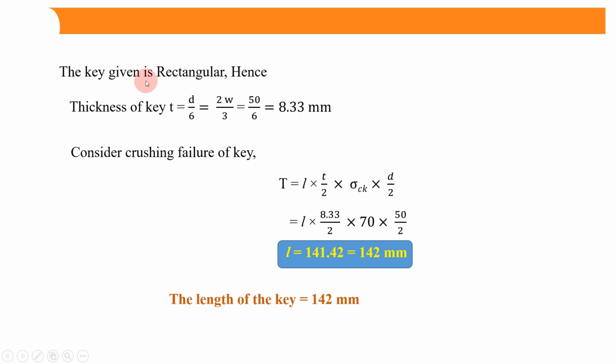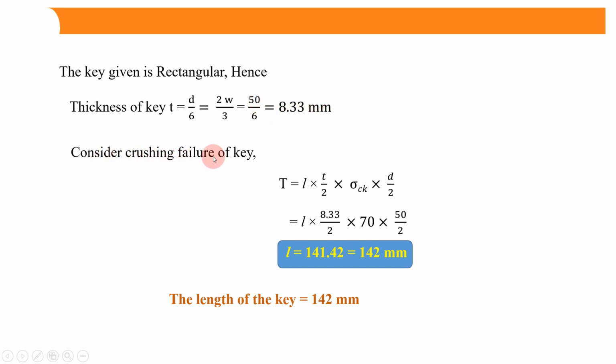Okay, then see what next. The key given is rectangular. In the numerical they have clearly mentioned that the key is rectangular in section, hence thickness of key t equals d by 6, which equals twice w upon 3, as we have seen in the design procedure. t equals d by 6 is the condition for a rectangular key. So 50 upon 6, since the diameter is 50, equals 8.33 mm.